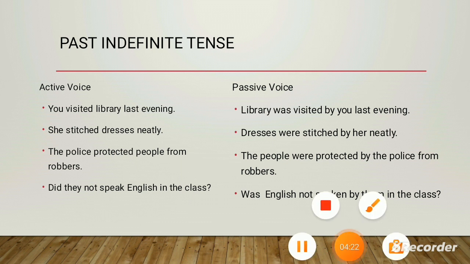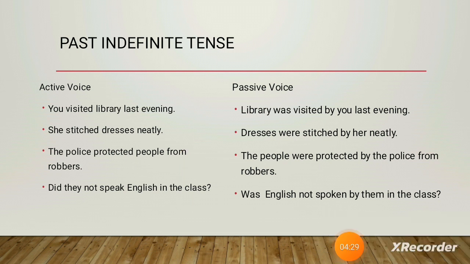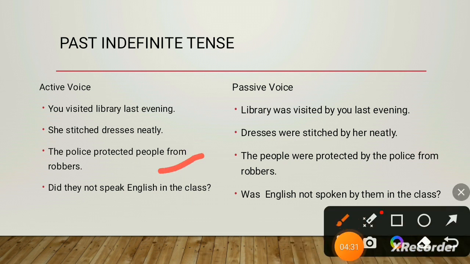Next example is: The police protected people from robbers. The people were protected by police from robbers.